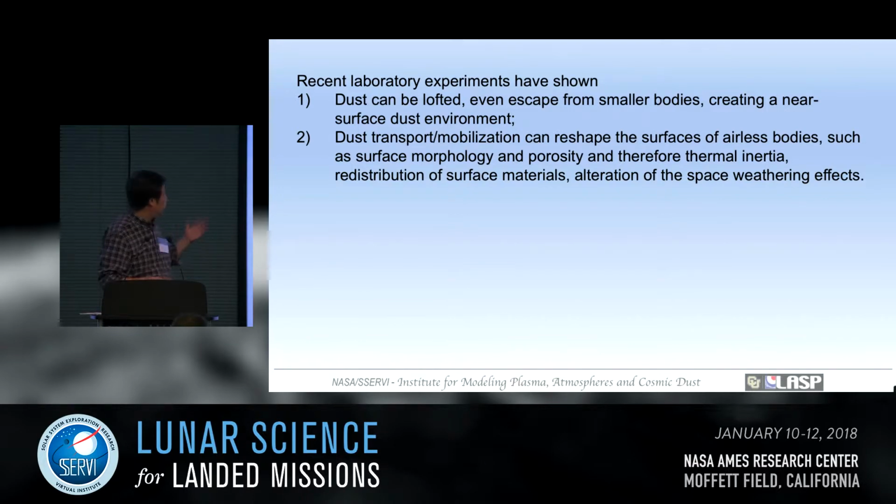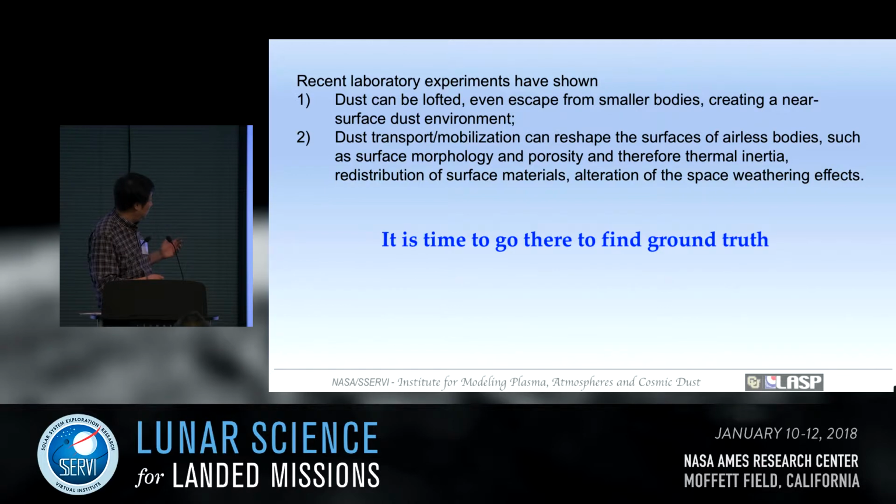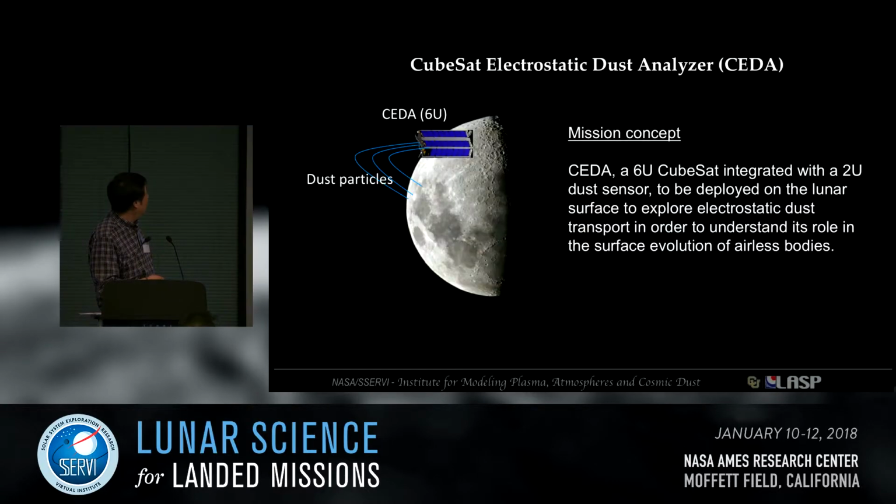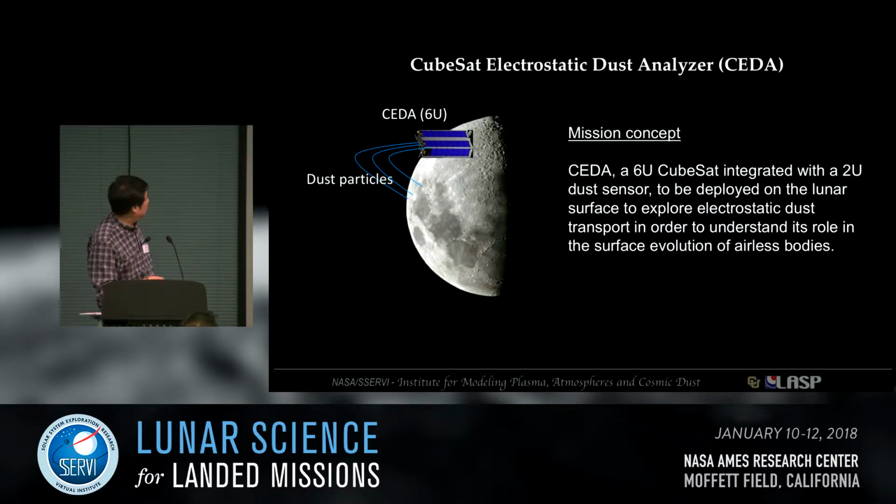And so I have shown laboratory experiments to show we can indeed lift dust, move dust by just electrostatic force. So it has very important implications. They can change the surface morphology, porosity, and thermal inertia. They can redistribute surface materials. It can change the space weathering effects. So we think we have lab evidence, we have related in-situ observations, and now we have a theory to back it up. We think it's a good time to go to the moon or airless bodies to find the ground truth. So this is a CubeSat electrostatic dust analyzer we're developing at the University of Colorado.